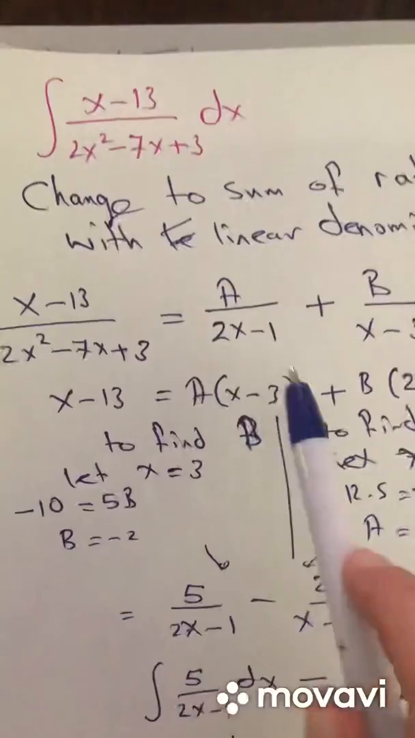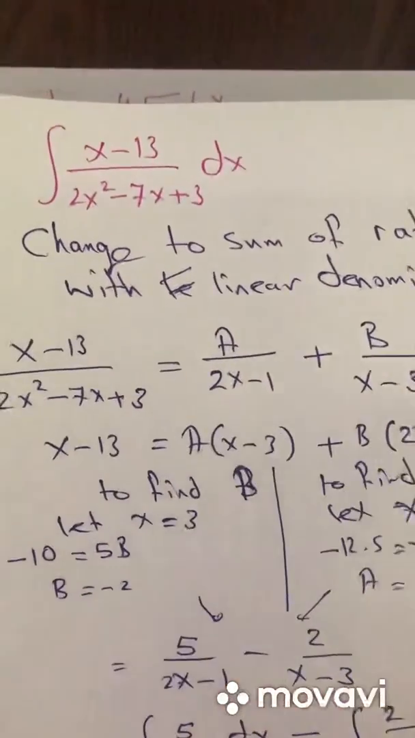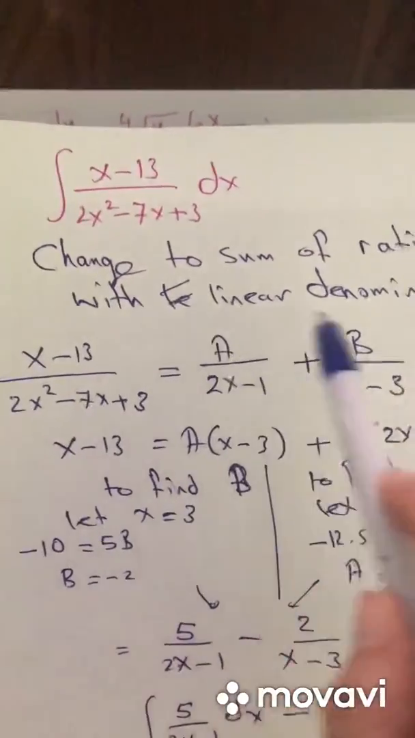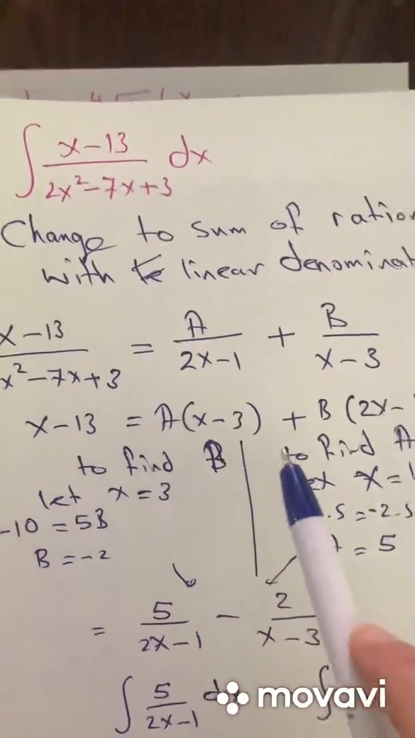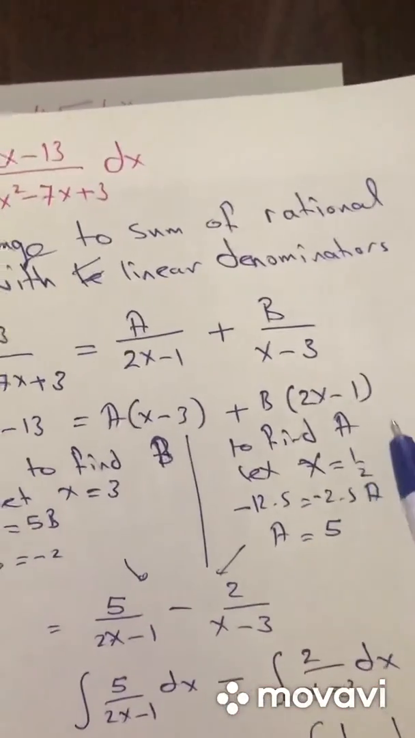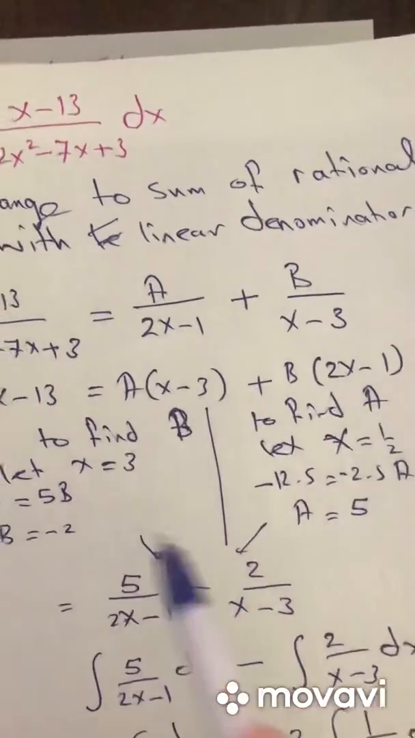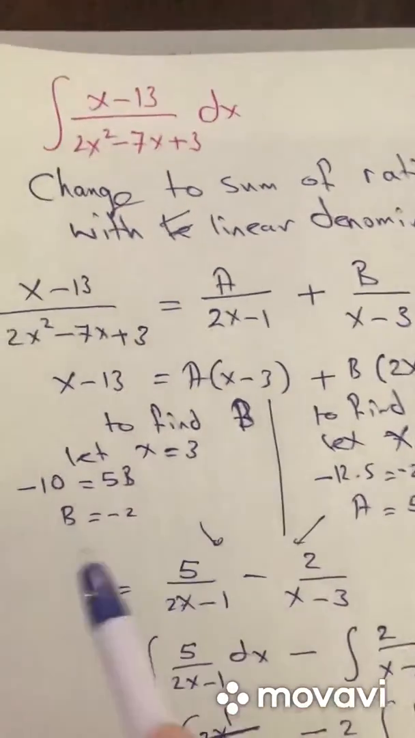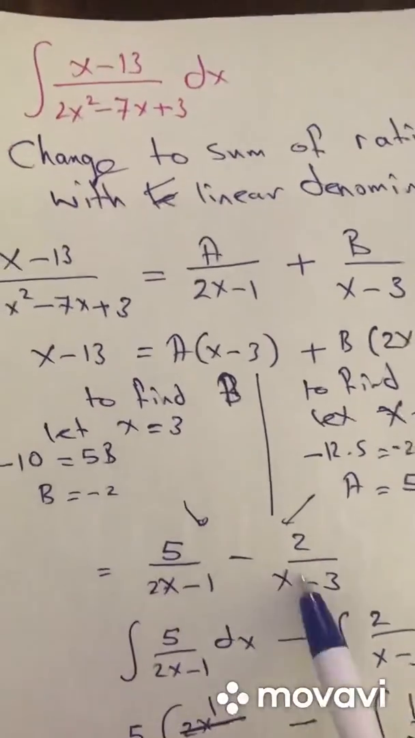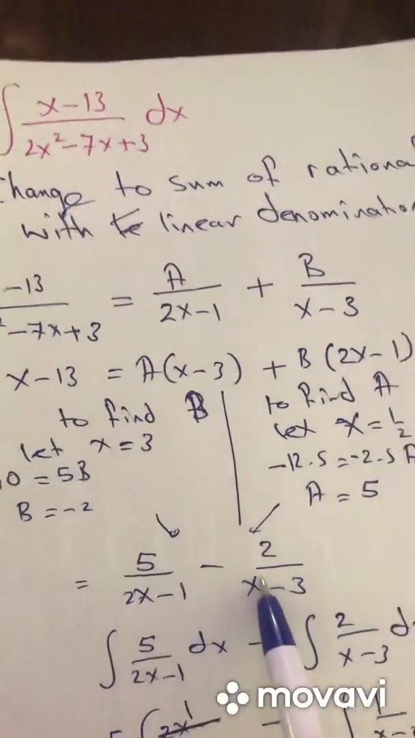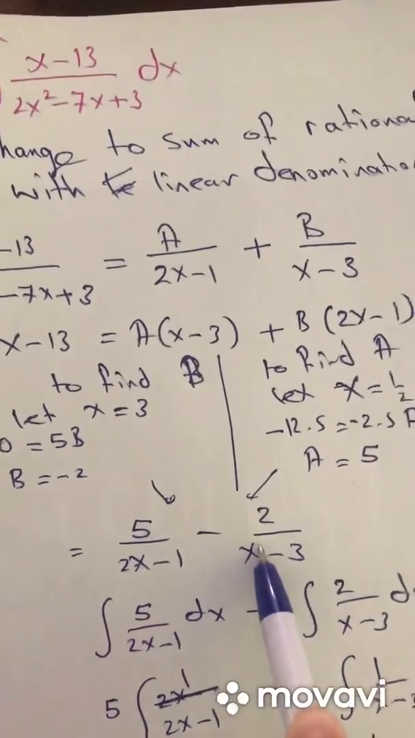As simple as this, I will do the same steps. I will change it, do you remember the A and B? Same steps: x minus 13 equals A times (x minus 3) plus B times (2x minus 1), and so on. We got the A as 5, we got the B as negative 2, and now it changed into two rational functions with linear denominators.